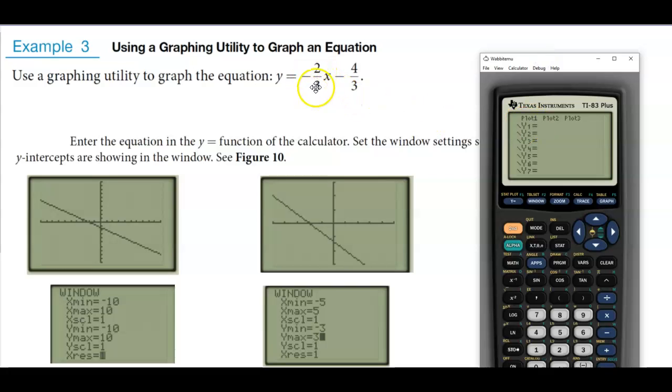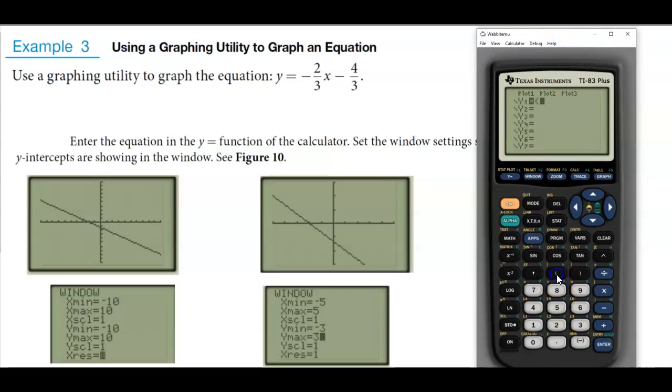Now, just to be on the safe side, whenever I deal with fractions, I tend to use parentheses. Doesn't necessarily mean you have to do that, but just to be on the safe side, we're going to go ahead and put the left parenthesis and then negative 2 divided by 3. And again, make sure you use the negative symbol, not the subtraction symbol on the calculator. And then we're going to put in the variable x. And then use the subtraction sign, and then parentheses 4 divided by 3 with our closing parentheses.